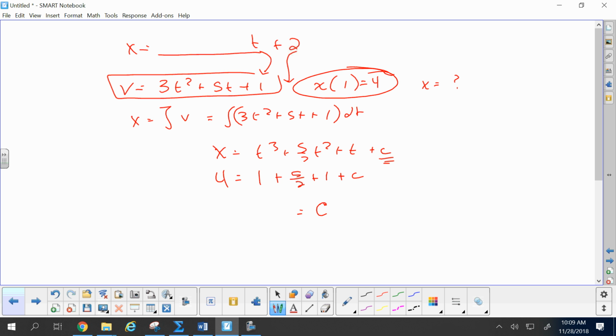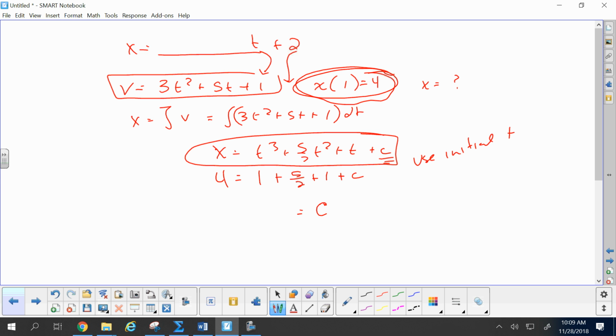And that's where that initial condition comes in. The only way you can find what that constant was that went away in finding the velocity is if you have some kind of x at time naught. Once you anti-differentiate, you have to use the initial condition for t and x, and that's what will allow you to find the C. And then once you know that C, then your final answer is blah blah blah blah blah.